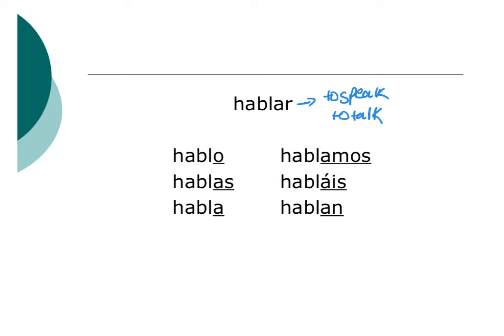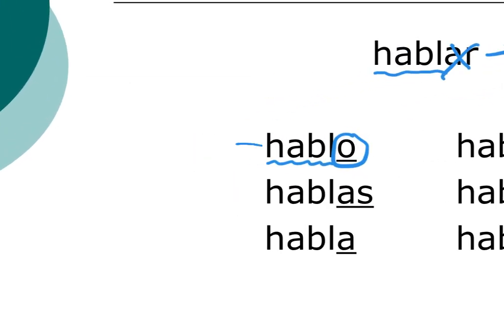Right? We would get rid of the AR, so we're left with our stem. And then I'll just give this first one, hablo. We've got our stem there, and then we've got our ending. So hablo is for the yo form, and it means I speak, right? Remember, it's yo hablo, I speak. So then we've got hablas, that's the tú form. That means you speak.